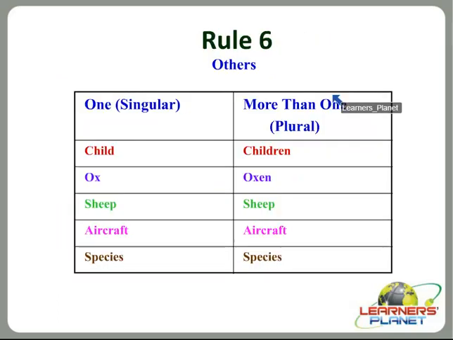Now students, Rule 6. These are other rules you should know. Child becomes children, ox becomes oxen, sheep remains as sheep. There is no difference between singular one sheep and more than one sheep plural. Similarly, aircraft remains aircraft. Species remains species. Alright students? Child, children, ox, oxen, sheep, sheep, aircraft, aircraft, species, species.